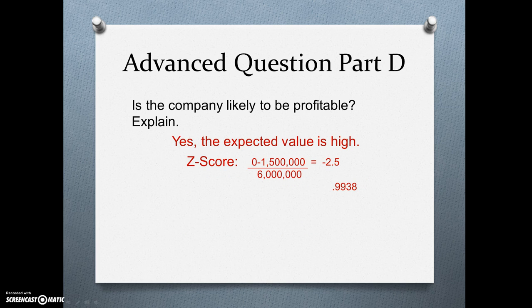Part D. Is the company likely to be profitable? Explain. Yes, the expected value is very high. I used the z-score formula to find the z-score of negative 2.5, and then I used the table to find that it's equal to 0.9938, which is very high.